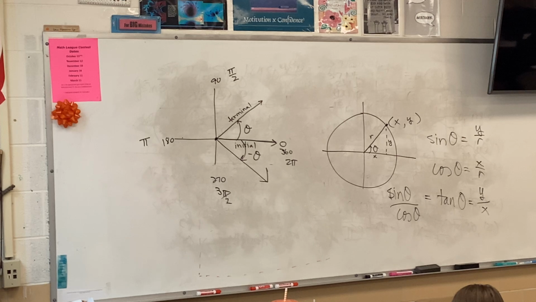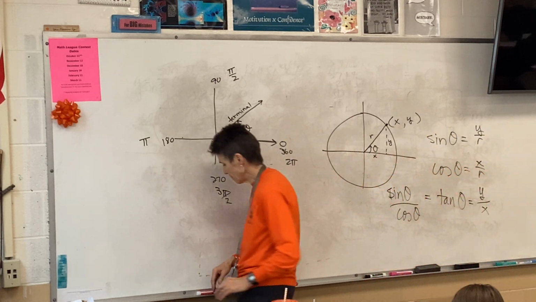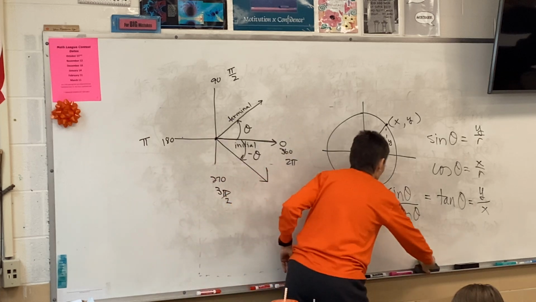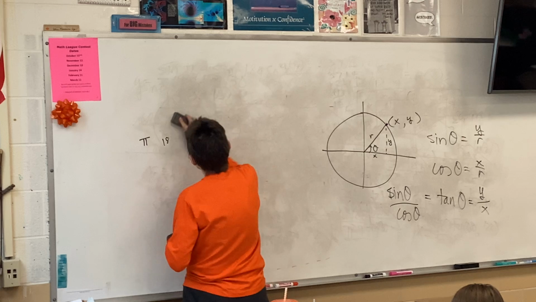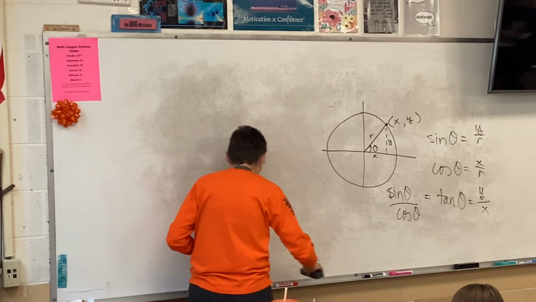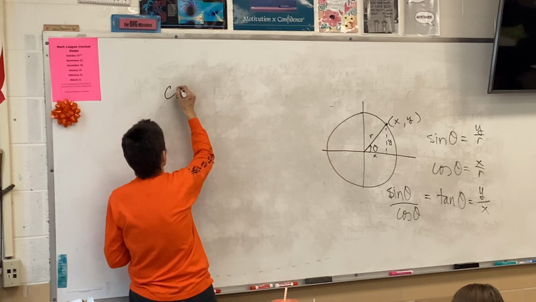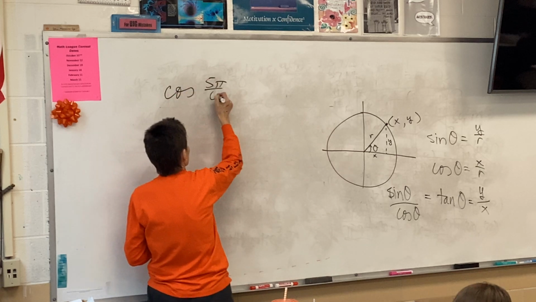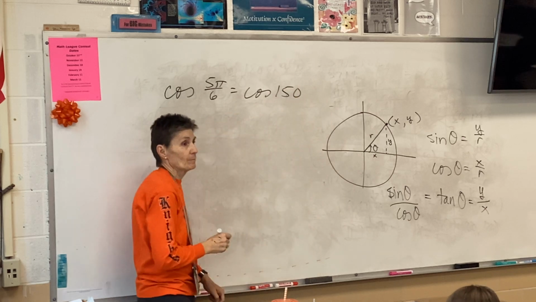Here we go. Number 1. Cosine 5 pi over 6. Cosine 150 degrees. The first thing you have already done is change that into degrees so that you have a better sense of where it is. So cosine 5 pi over 6, that's the cosine of 150 degrees.